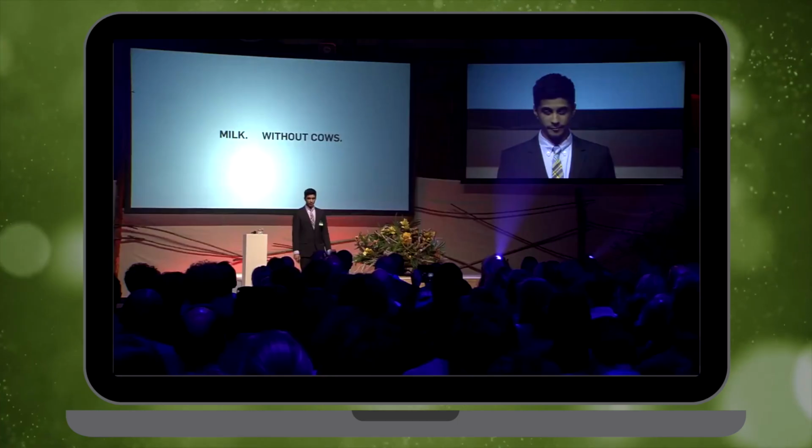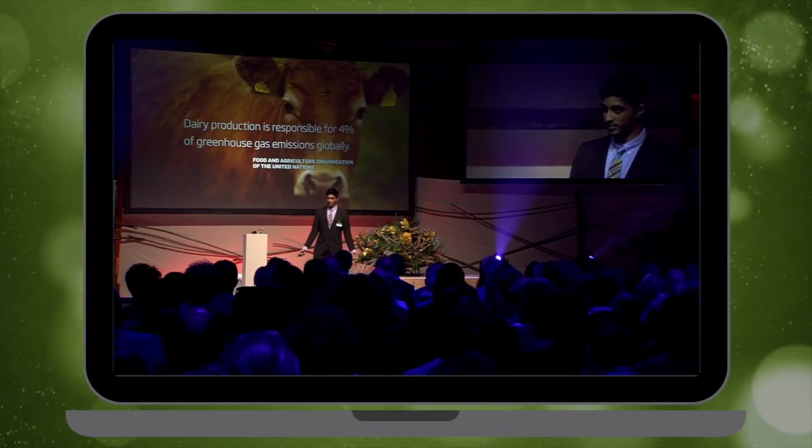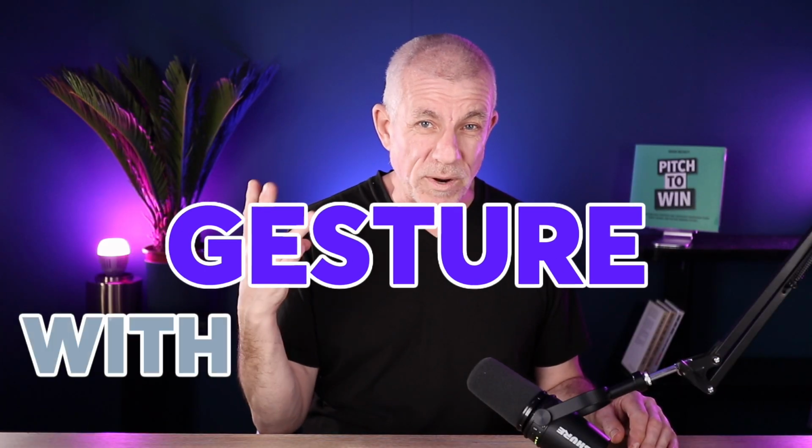He then points up each of the 3 with a number. First, deforestation. Second, greenhouse gas emissions. And third, water. This piques the audience's focus. Each time we hear that first, second, and third, the brain gets a little trigger to pay attention. Step 3 is to gesture with the numbers.